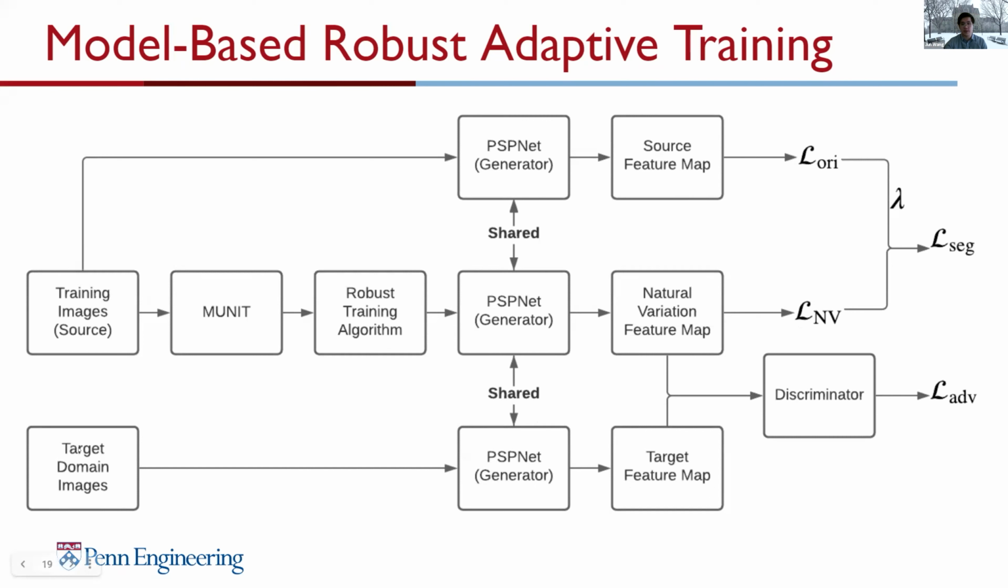But here we also introduce a target domain image into the whole loop, because we feed the target domain image into the same segmentation network to generate the target feature map. But here we know that because we do not have the ground truth label of the target domain image, we cannot directly optimize our model using the target domain feature map. So what we are trying to do is apply another discriminator here for the natural variation feature map and target domain feature map to minimize the gap between each other. At the end of the day, we can force the target feature map to generate something that looks like the natural variation feature map.